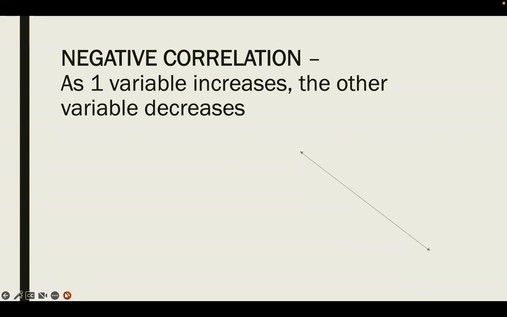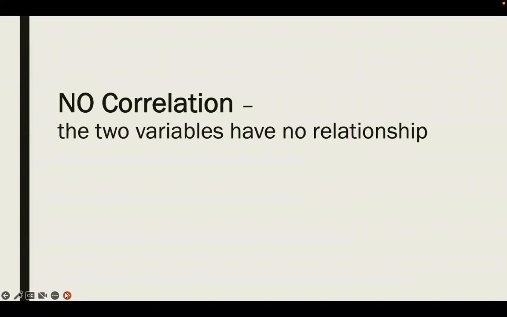Now, that's assuming that our variables are related, right? They're either related positively or they're related negatively. But what if they're not related at all? Well, if they're not related at all, then we have no correlation.